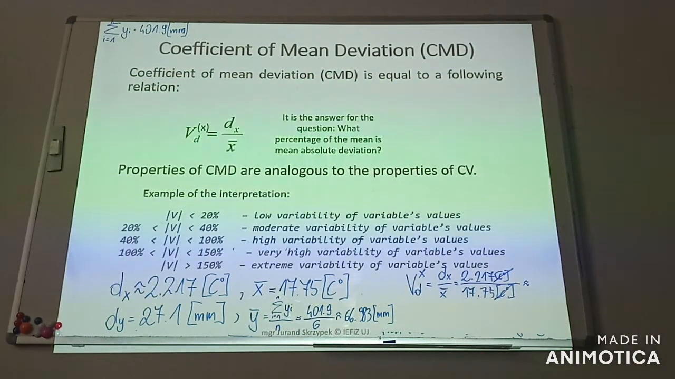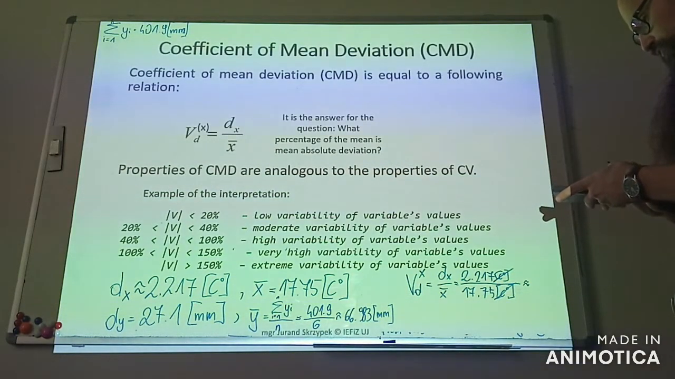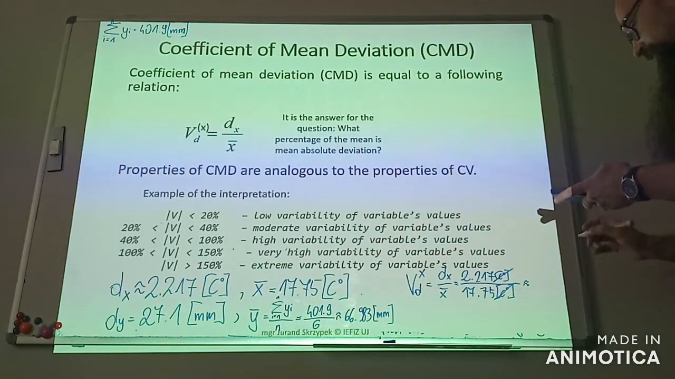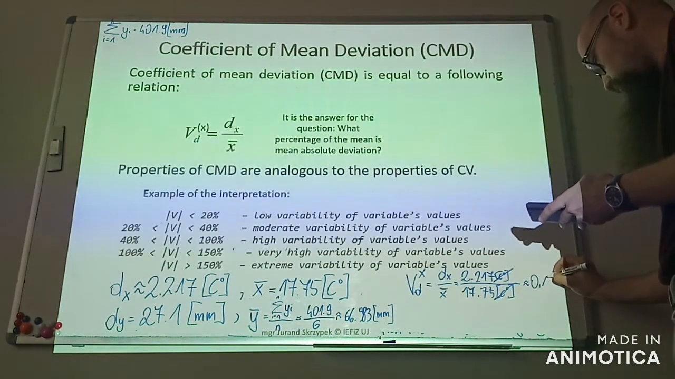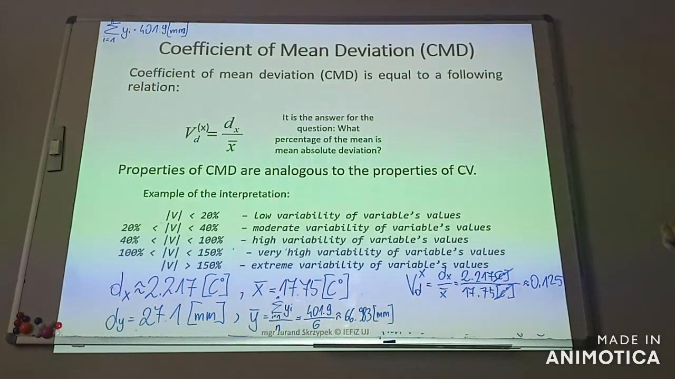And the final result, the relative differentiation, is equal to 2.217 divided by 17.75, which is 0.125, or 12.5%. Yeah?